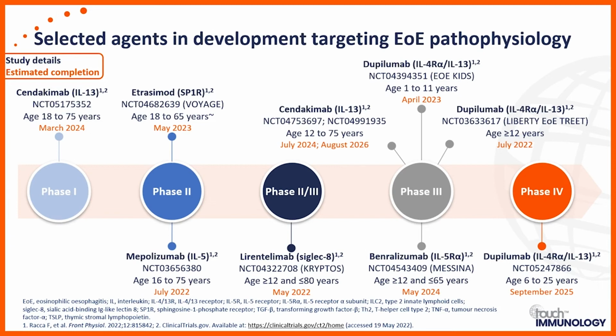And then in phase 3 trials is benralizumab, which is an IL-5 receptor antagonist, and dupilumab, which is an IL-4 receptor antagonist and IL-13 antagonist. And dupilumab is the first monoclonal antibody to be licensed for eosinophilic esophagitis in the US.